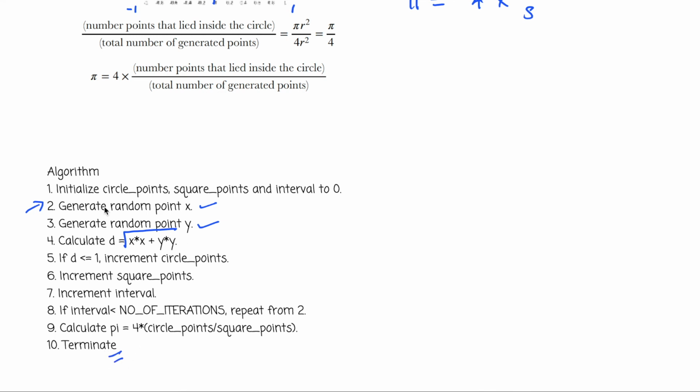Okay, so here we are generating some random numbers in order to get the value of pi. So this algorithm makes use of random numbers. So this is an example of a randomized algorithm. I hope the idea is clear.